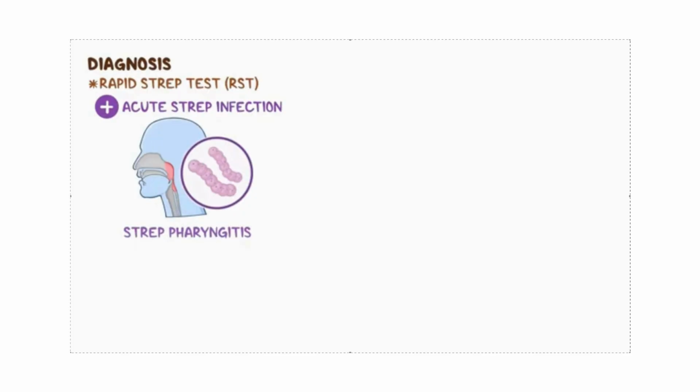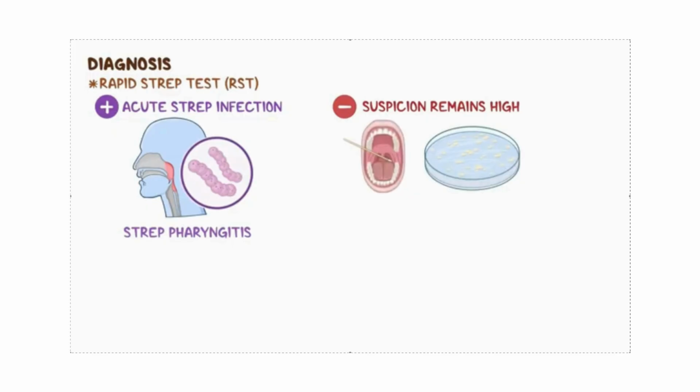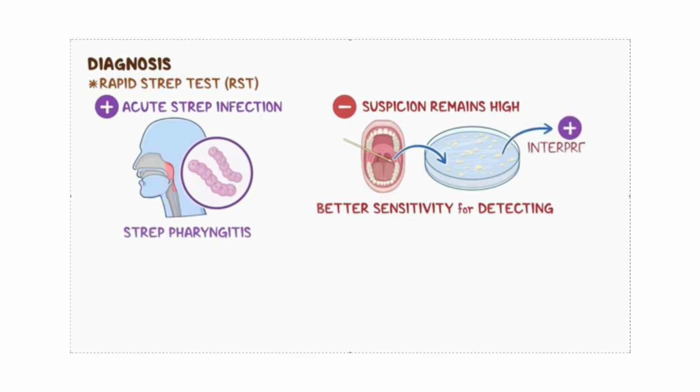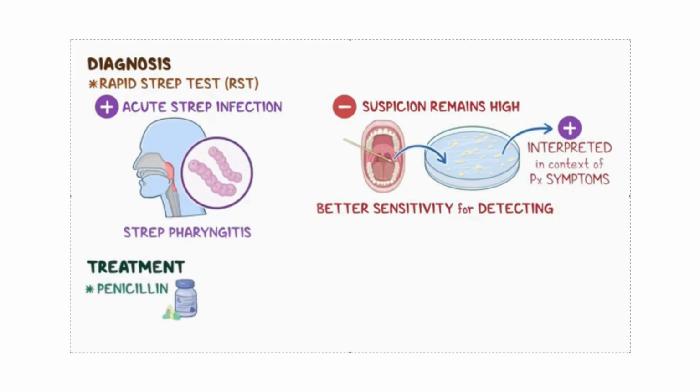Moving on, if the RST is negative, but the clinical suspicion for strep pharyngitis remains high, the next step is to do a bacterial culture from a throat swab, which has better sensitivity for detecting bacteria than the RST. Remember though, a positive result on the culture also needs to be interpreted in the context of patient symptoms before making a diagnosis.